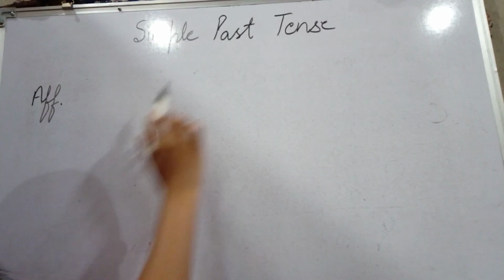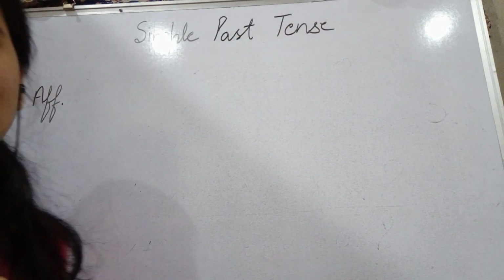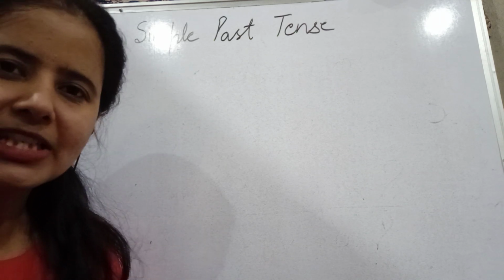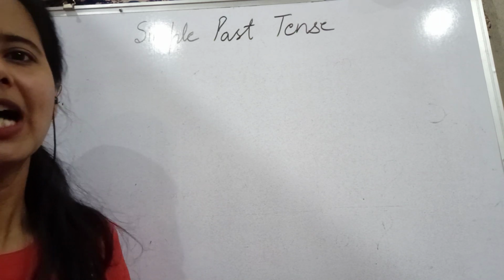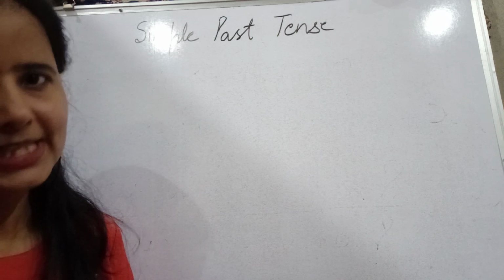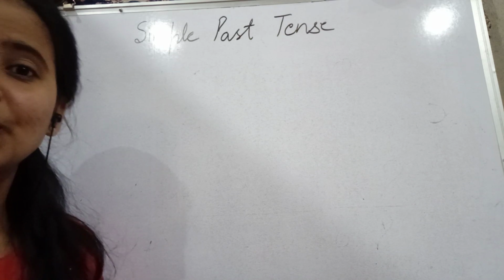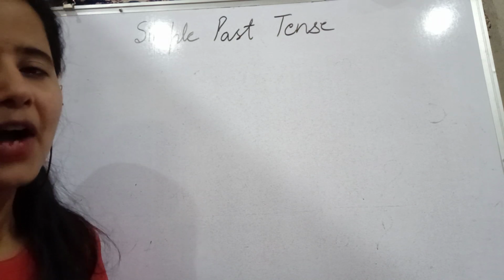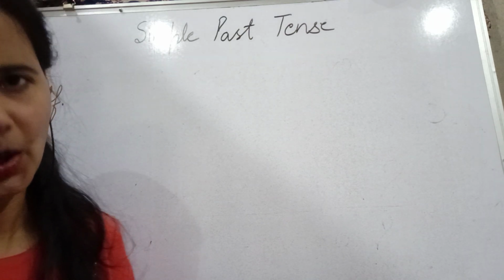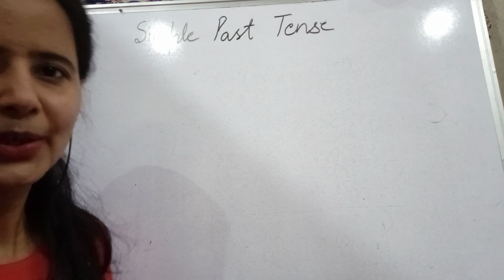So, simple past tense. To remember, V2, the second form of the verb, is used to represent affirmative sentences of simple past tense. I'm going to repeat it. V2, the second form of the verb, is used to represent affirmative sentences of simple past tense. So what is V2 and how to form the sentences, that we will look at now.